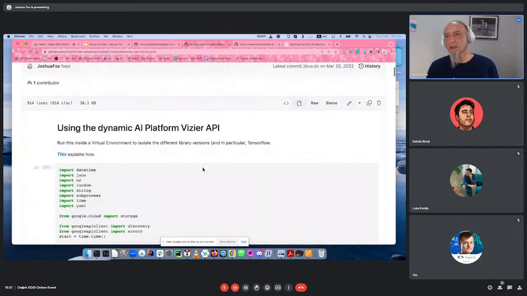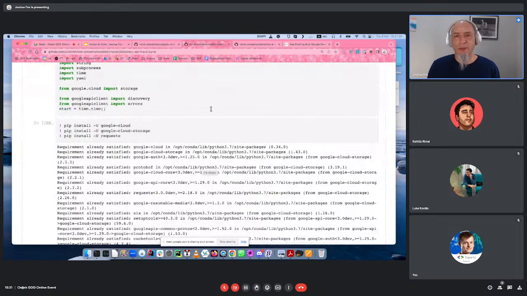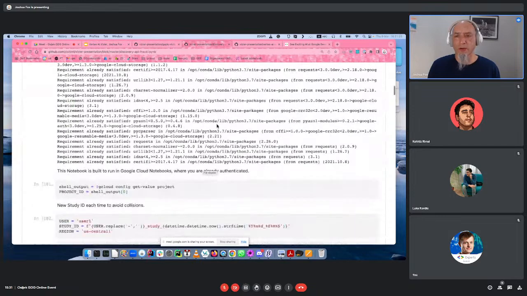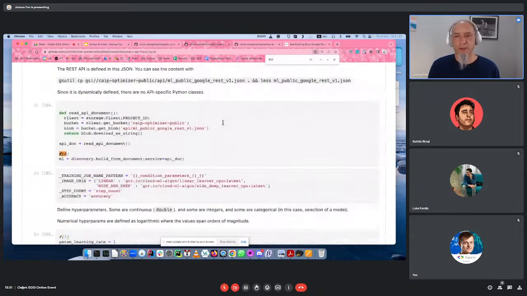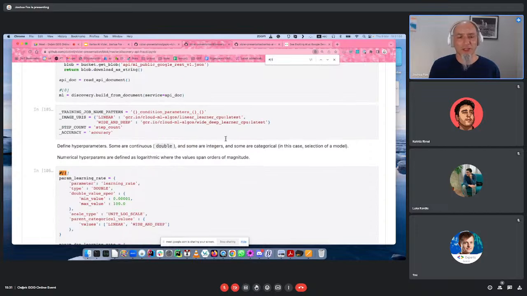This is using the Discovery API. So you might not be using it because it's working with an older platform. I do illustrate some things here that I didn't illustrate in the other one, such as the parent category. But here you see Discovery build from document. It actually builds the API from a JSON document, which is in a bucket. Hard to believe that, not from Python with a bunch of functions that are defined.